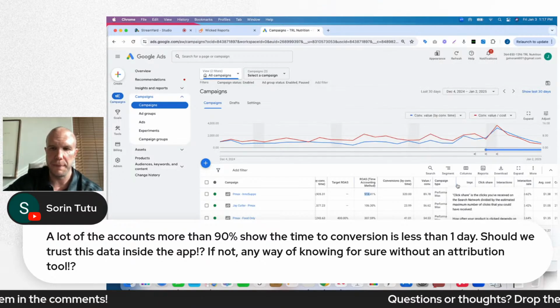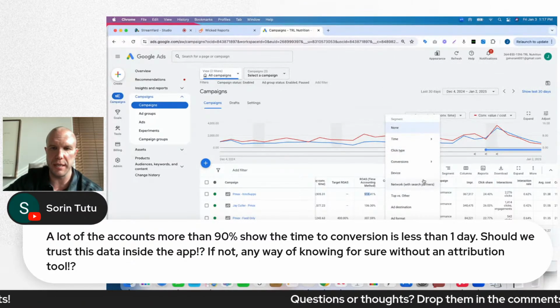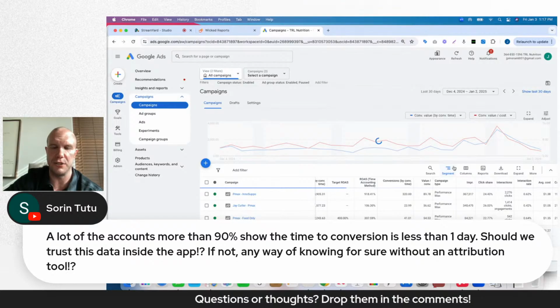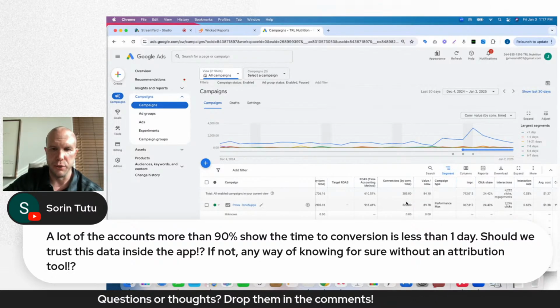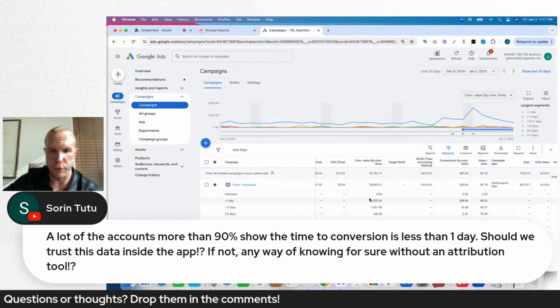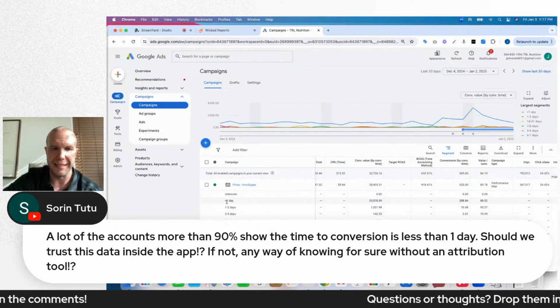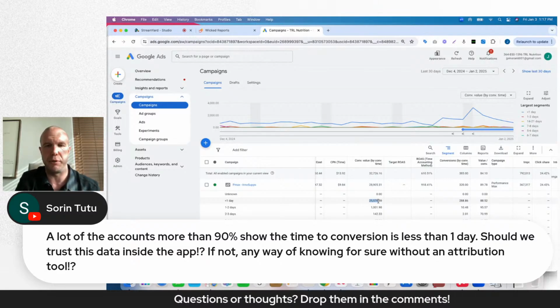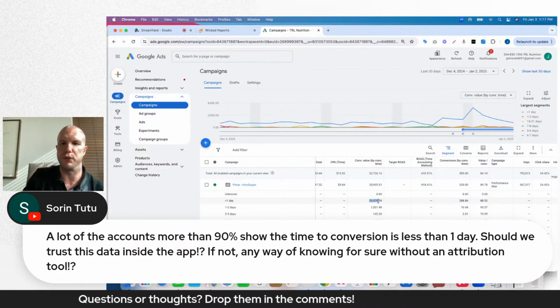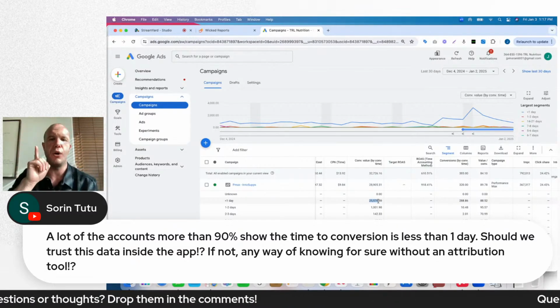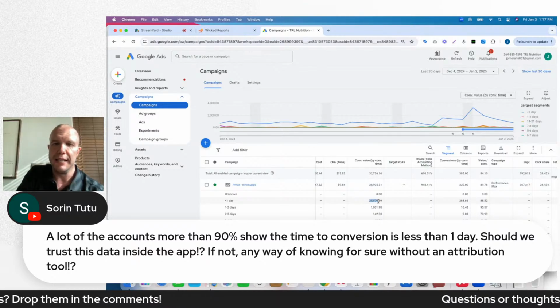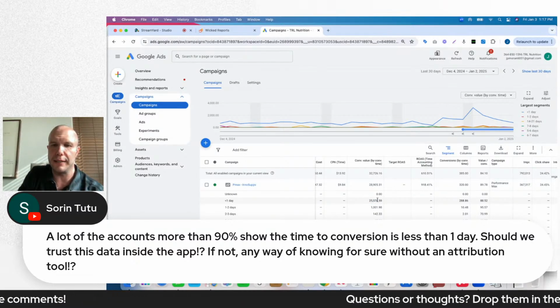But here's the difference. If you did this and you said the conversions days to conversion, you can see that for the most part, 25,000 out of 28,000 is in one day. Less than one day, you have like 95, 96%. I failed math in high school. 95, 96% of your conversion value is within one day in this view. This, though, is after they click.